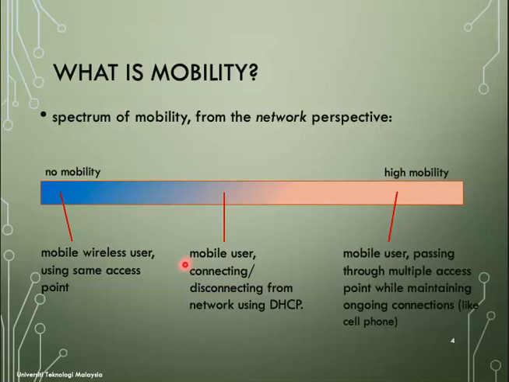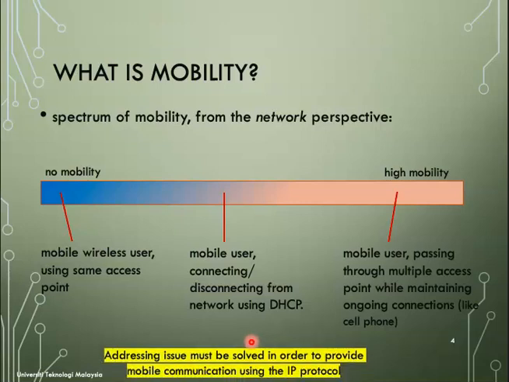Okay, so a mobile user connects or disconnects from the network using DHCP, which we have learned from chapter 4. So the main problem that must be solved in providing mobile communication here using the TCP/IP protocol is addressing. Why? Because the original IP addressing was based on the assumption that a host is stationary, which is attached to one specific network, and a router will use an IP address to route an IP datagram.